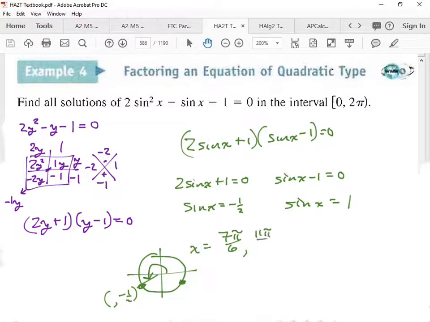11 pi over 6. Oh, Mr. Patey, why aren't you doing that plus 2n thing? I don't have to because, look, they restricted my interval. And so I just need to label all the angles in this interval that work. Hey, where is sine x equal 1? What value of theta, or x, an angle, gives you 1? Pi over 2. Look at that, guys. We're done.